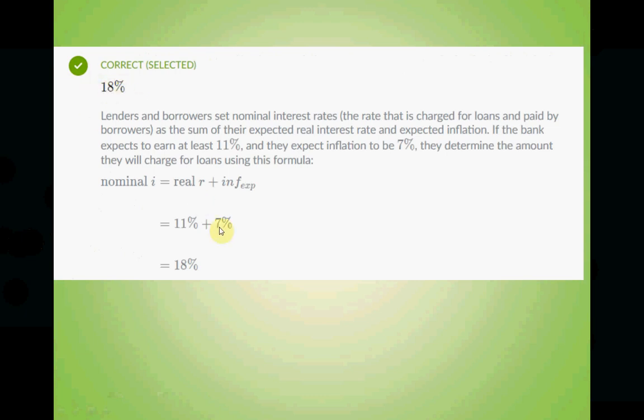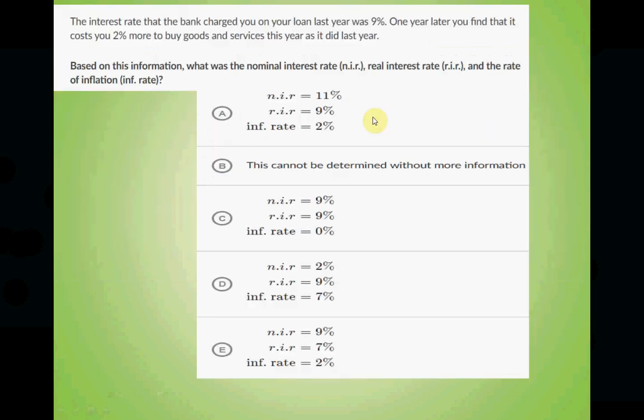You're going to charge at least 18%. Why? Because then 7% of that interest rate will be stolen by inflation, and that other 11% will be what they actually earn. So they will hope to earn 11%. Hopefully that makes sense. Just remember that they sometimes throw information at you that's not important. Don't try to mix it in. Just remember the equation.